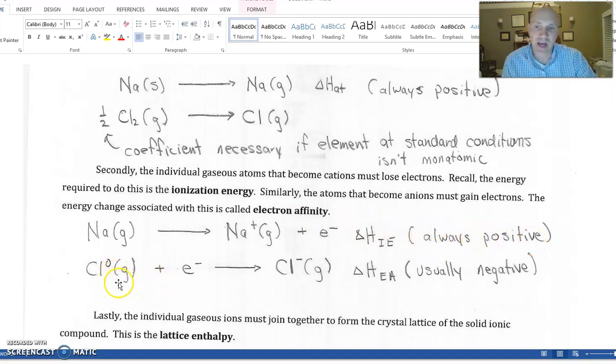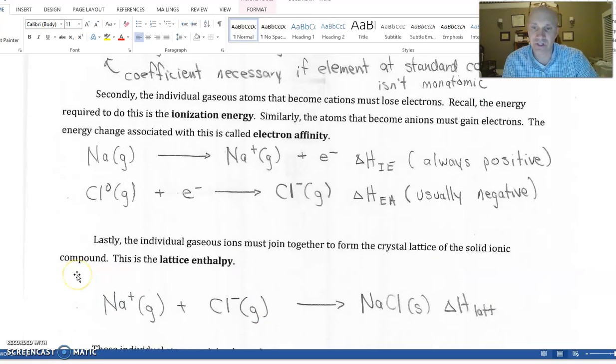The opposite of that is whenever a neutral atom gains an electron to become a negative ion. That's called the electron affinity, and that is usually negative. The majority of these are negative. There are some cases where these are positive, but we'll deal with those on an individual basis.